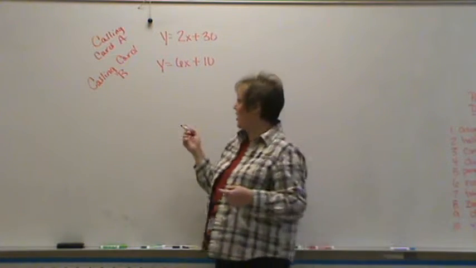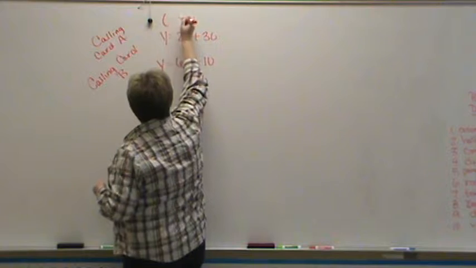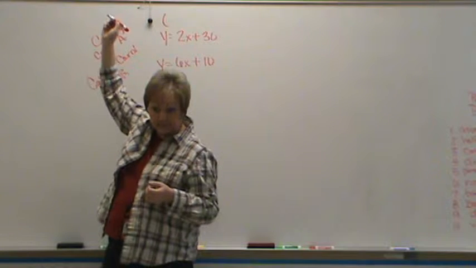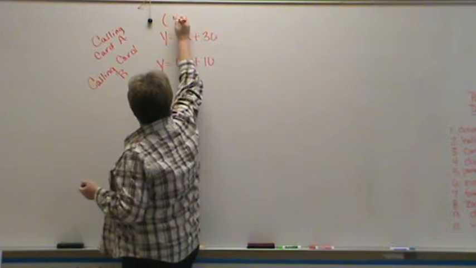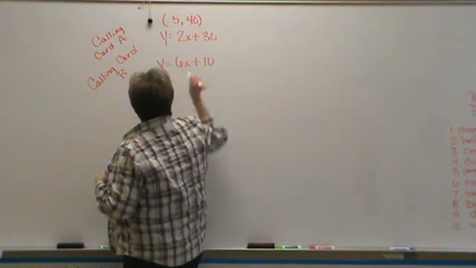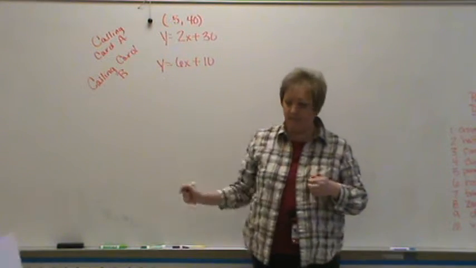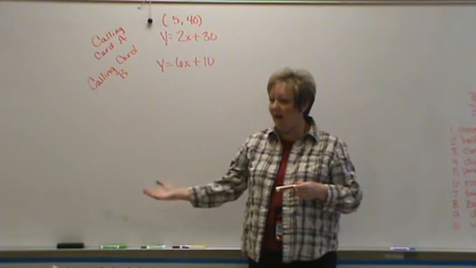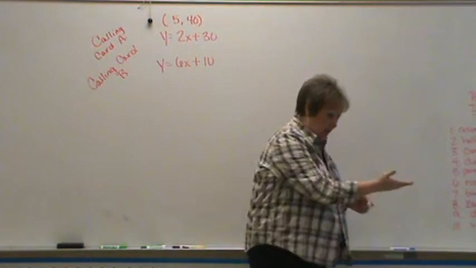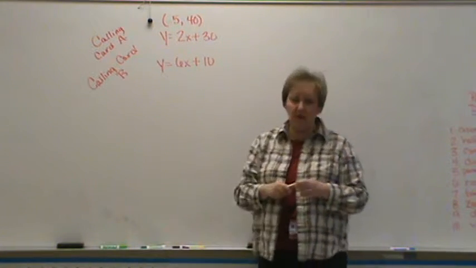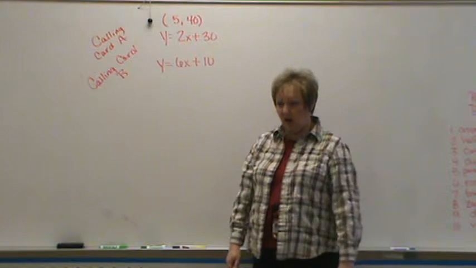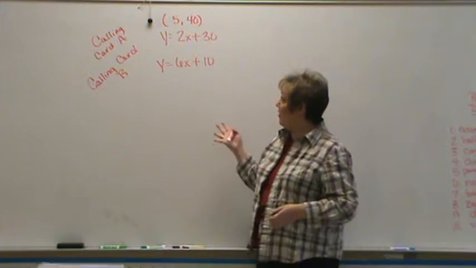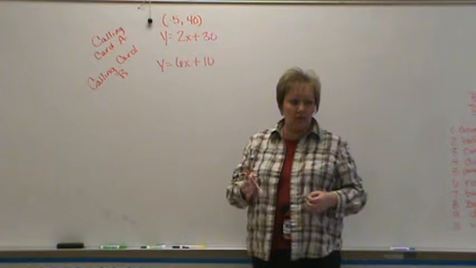Now, we had an answer yesterday, too. What was the answer that we had? 5 and 40. Now, what did that answer mean for the problem? That's where the lines intersected. But what did the answer mean? 5 represents what? The minutes. 5 represented the minutes, and 40 was the number of cents that it cost after 5 minutes. And that's where both companies were charging the same amount. After 5 minutes, both companies were charging the same amount.